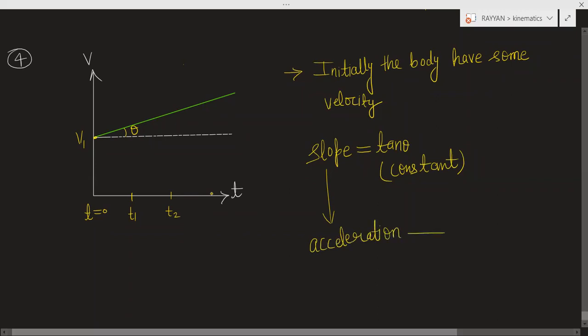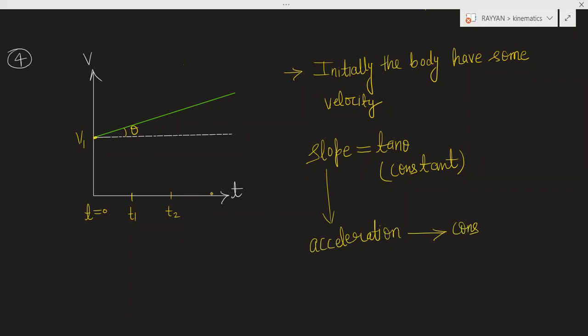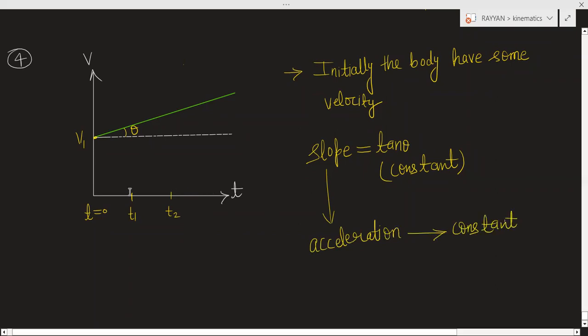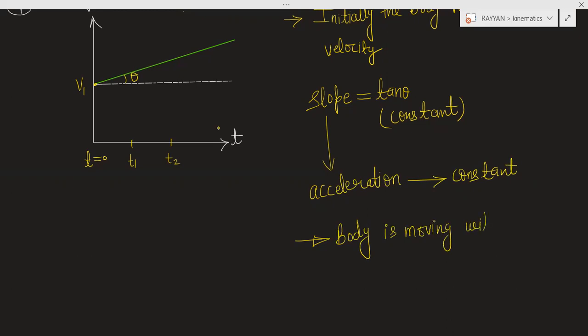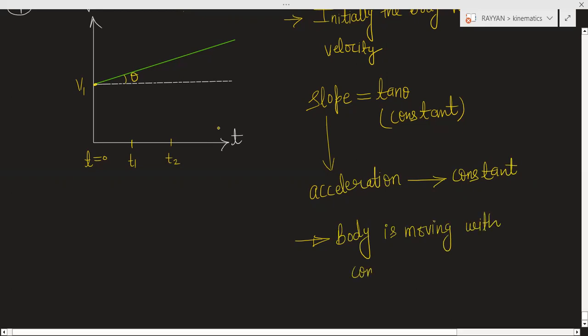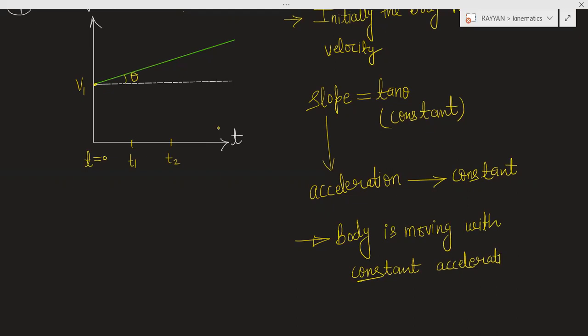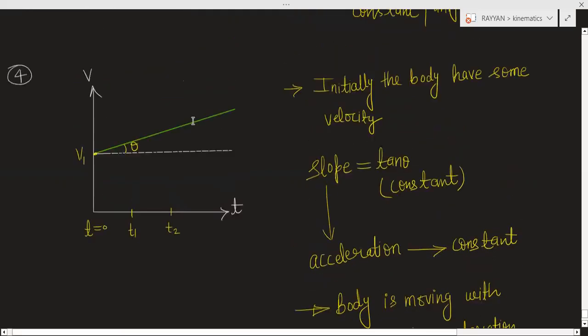And acceleration is constant. So this is also an example of uniformly accelerated motion. The body is moving uniformly accelerated, moving with constant acceleration. You can write simply: constant acceleration. Now last graph.